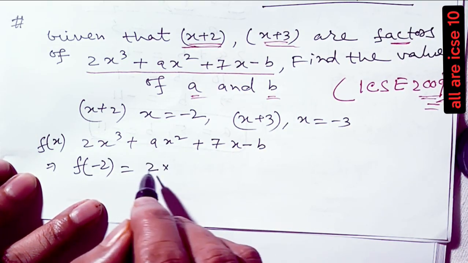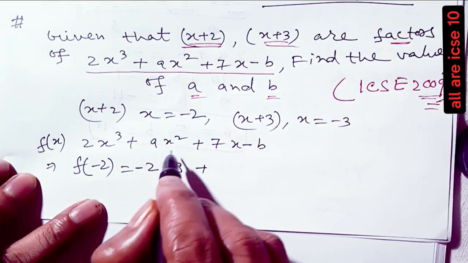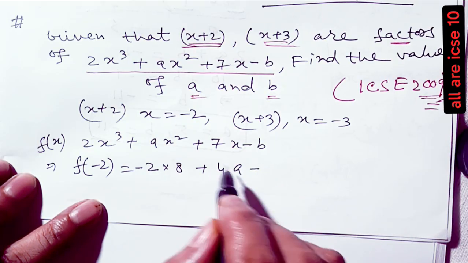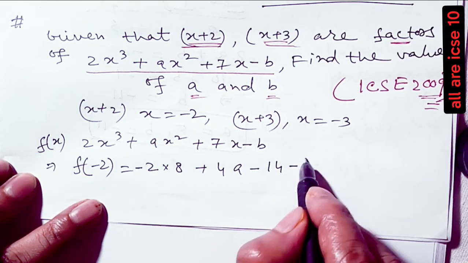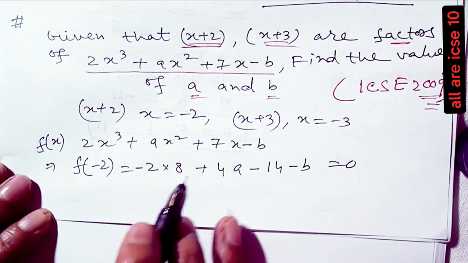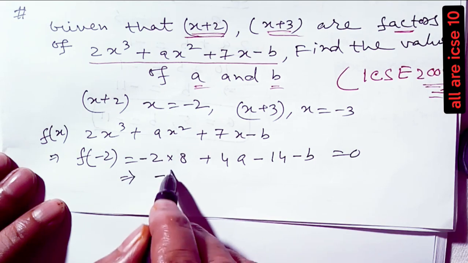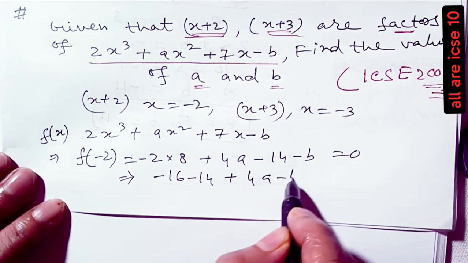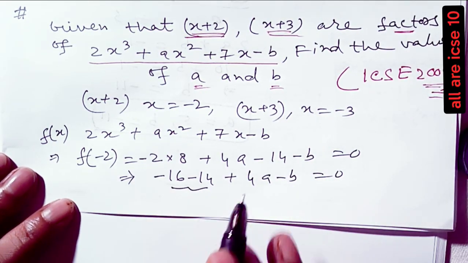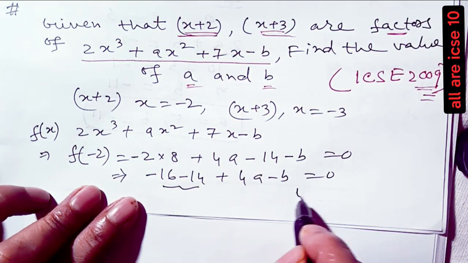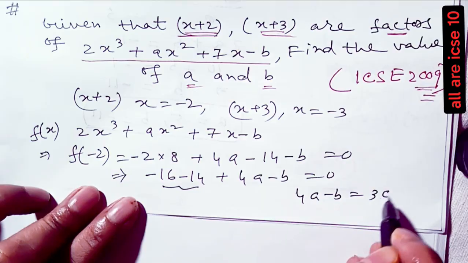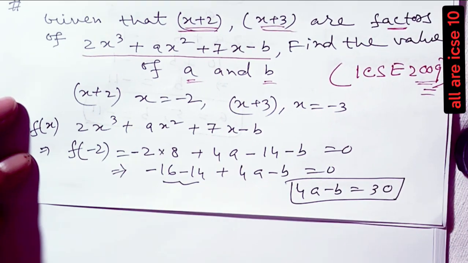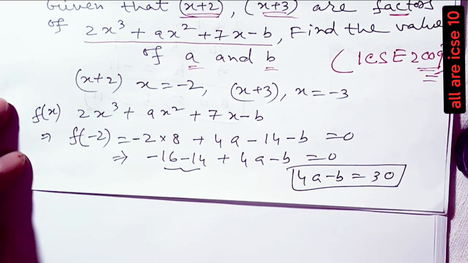So f minus 2: minus 2 cube, minus 8, plus minus 2 square, 4a, minus 2 times 7, minus 14, minus b equal to 0. Now minus 16 minus 14 plus 4a minus b equal to 0. This is minus 30, and 4a minus b equal to 30. This is equation number 1. Now we find equation number 2.